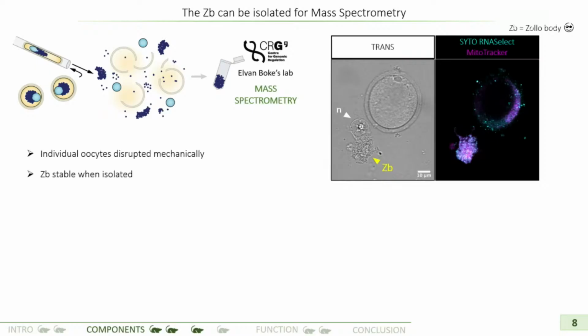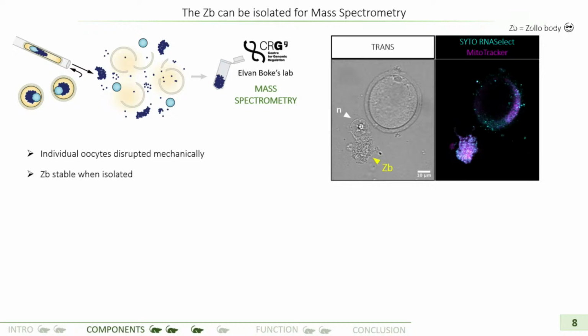Yes. We performed mass spectrometry in collaboration with Alvan's lab at the CRG in Barcelona, and to do so, I isolated individual Zollo bodies from single oocytes. This was done slowly and painfully by pipetting individual oocytes in a very thin glass capillary until the Zollo body popped out, sometimes still attached to the nuclear envelope.